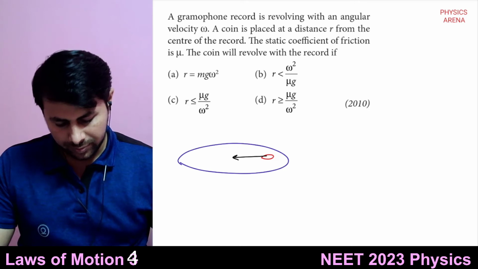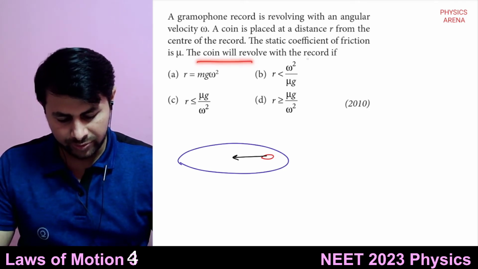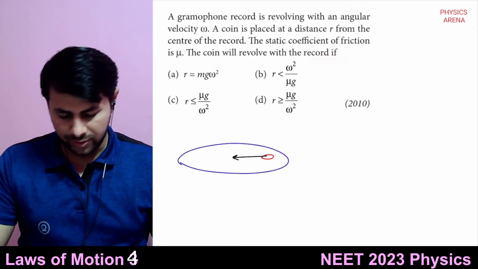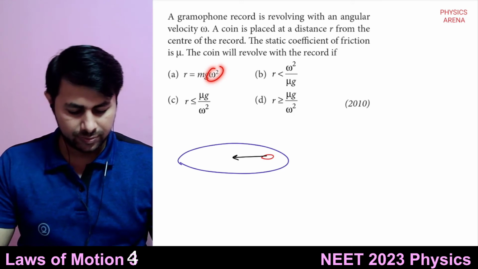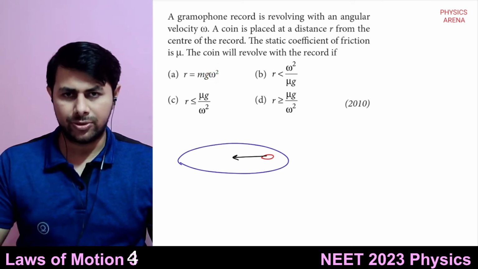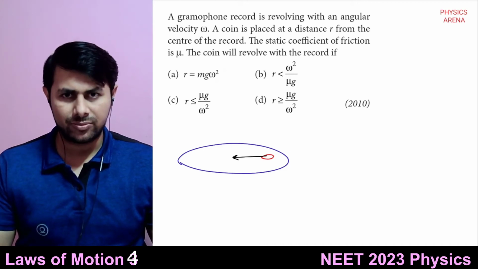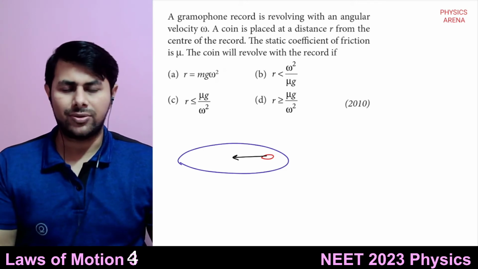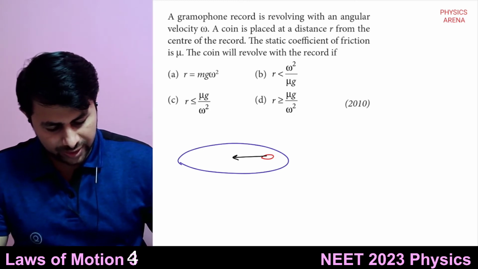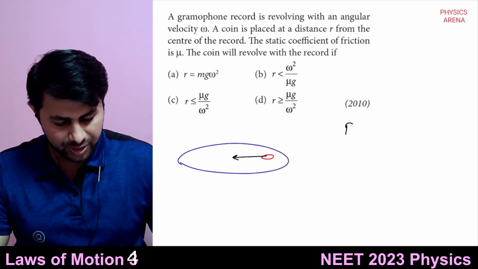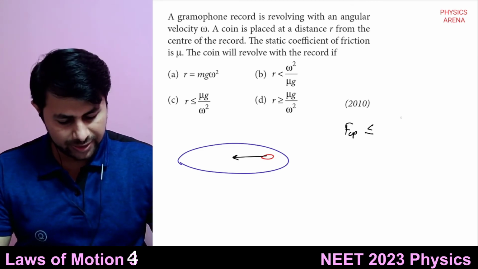So now the question is, the coin will revolve with the record if. There is some angular velocity omega. The centripetal force required for the motion must be less than the maximum value of friction. Then only it will revolve, otherwise it will skid. So we can say the FCP required is less than or equal to Fs max.